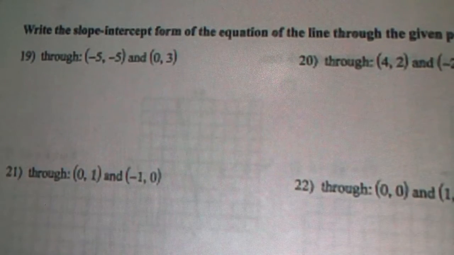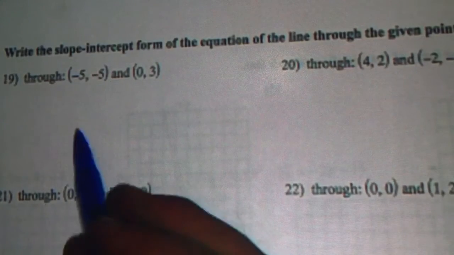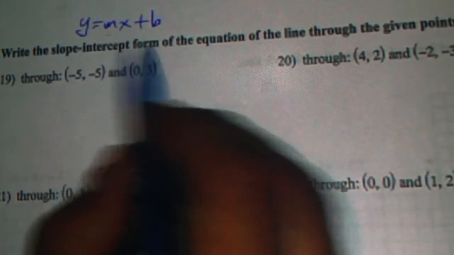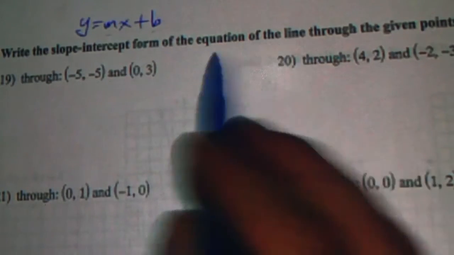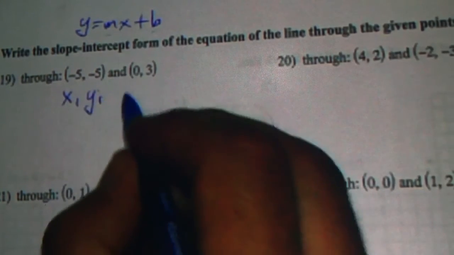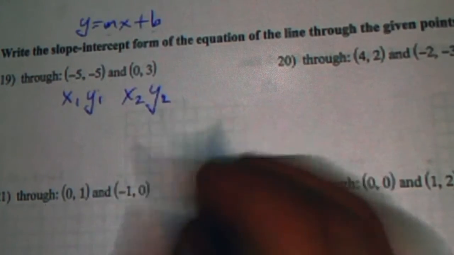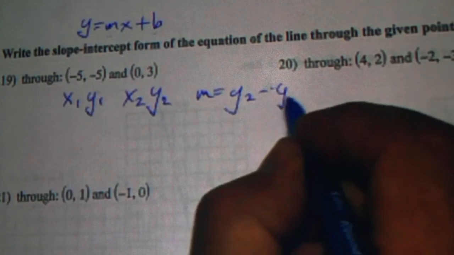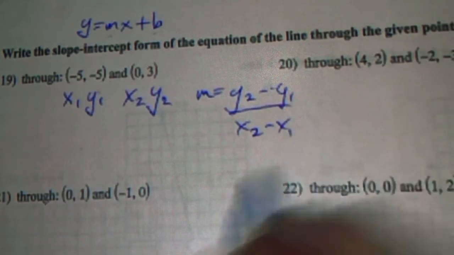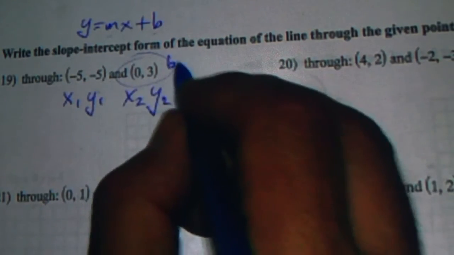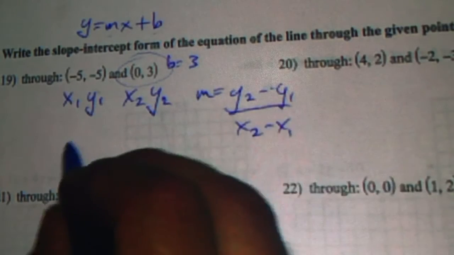In these kinds of questions, we need to write an equation of a line given certain information. We're asked to write the slope-intercept form, in other words, y equals mx plus b, because that is slope, m, and intercept, b, of an equation of a line through these given points. These given points are going to give us our slope by using the slope formula, m equals y2 minus y1 over x2 minus x1. We can calculate the m in our y equals mx plus b. And this right here is b. b equals 3. So let's go ahead and do it.